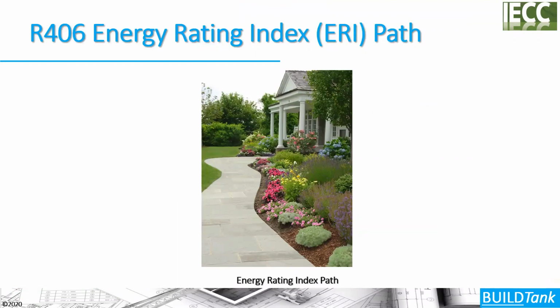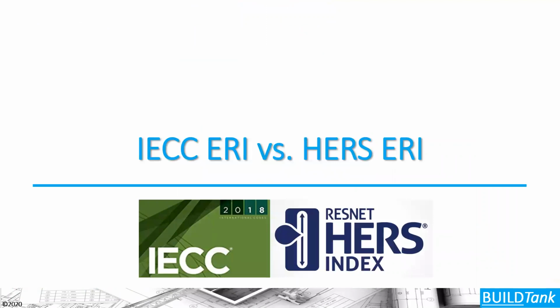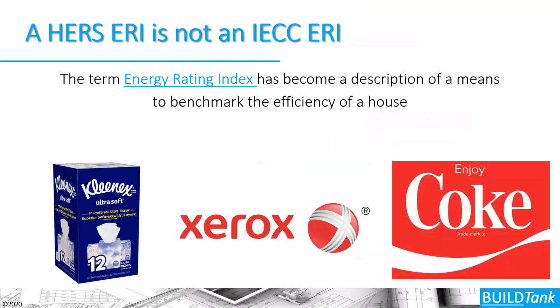Okay, our last pathway in the code is the energy rating index pathway. This pathway is complex, and hopefully I'm not going to go through it too fast. The big thing to understand is that energy rating index is now a defined term in the code because HERS is a proprietary term. So they put energy rating index into the code. They created an ANSI standard that defines how you create an energy rating index, and that makes it a generic term like Kleenex or Xerox or Coke that describes what an index is. An energy rating index is a specific defined term now in the code.